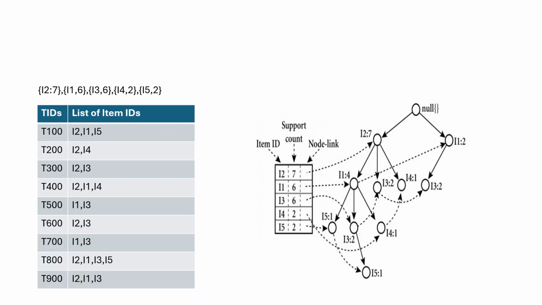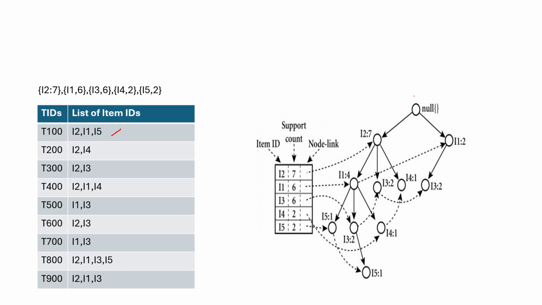Now I have put this table here because we are going to draw the FP growth tree. Let's see how we are going to draw the FP growth tree with the number of occurrences. The root node will always be null. Now let us take the first transaction.